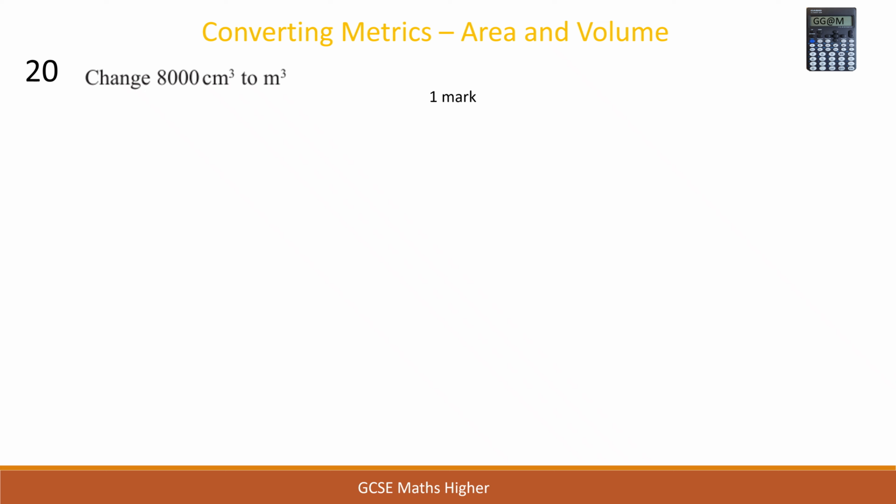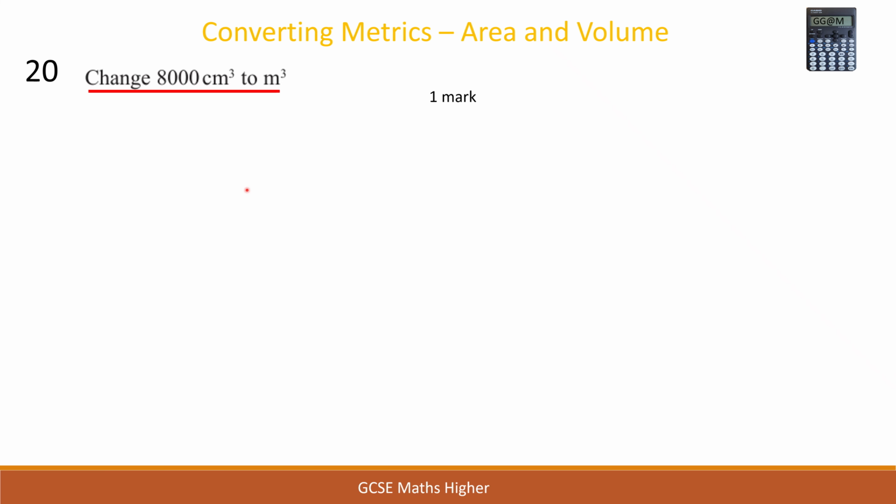This is a question on converting units. So have a go at answering the question, press pause, and then press play when you're ready to hear the answer. This is a short and sweet question. You've just got 8,000 centimeters cubed to convert into meters cubed for 1 mark.